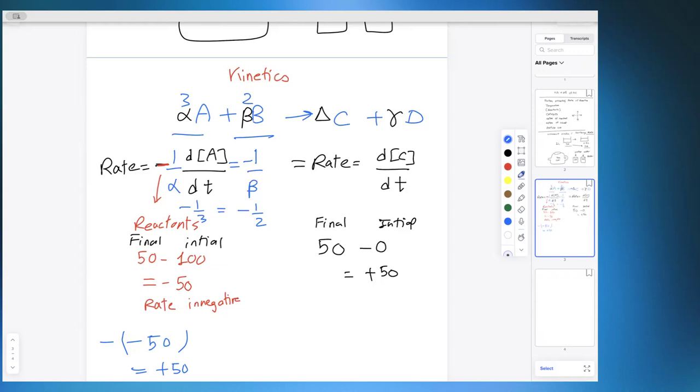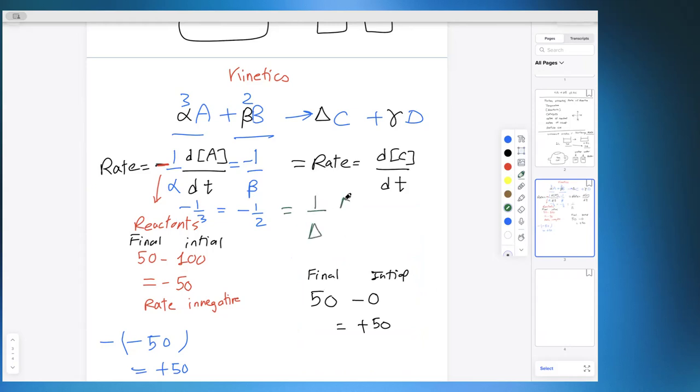And in the case of the products, it will be the same. The only difference is that I don't put the negative, but still I will put the change in the concentration over the change in the time. So it's equal to positive 1 over gamma, the change in the concentration of C over change in the time, equal to, again, positive or negative? Positive. 1 over delta, change in the concentration of D divided by change in the time.